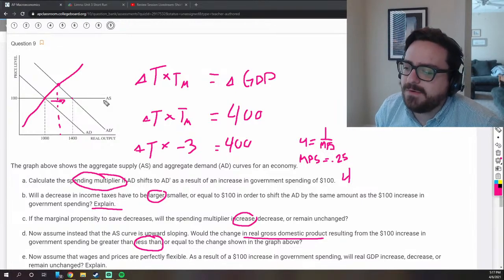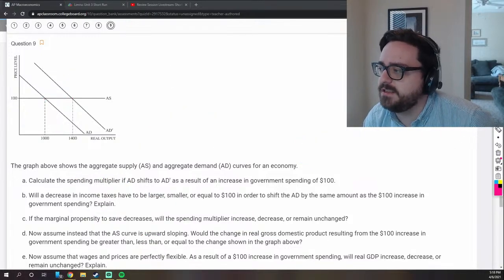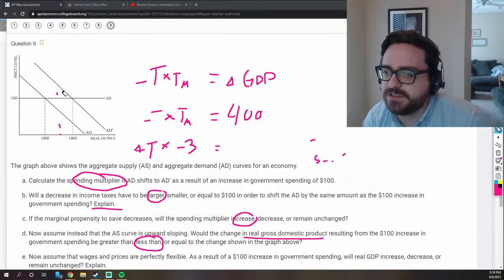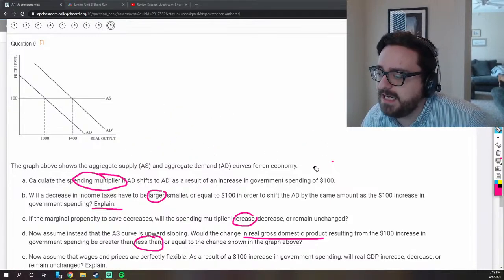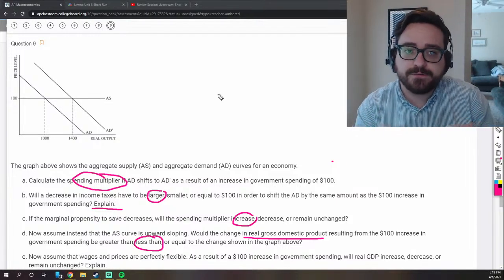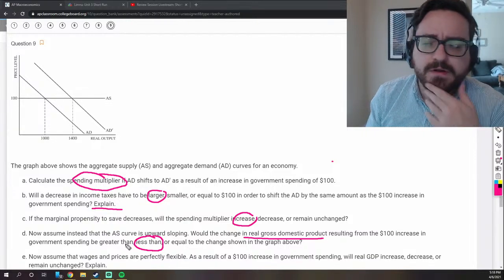And then E, now assume that wages and prices are fully flexible. Do these guys need to not do what they're talking about? I'm actually not going to erase everything. I'm going to erase all this stuff, and the graph has to change now. Assume that wages and prices are perfectly flexible, meaning completely flexible. Prices and wages can be wherever they want. As a result of a $100 increase in government spending, will GDP increase, decrease, or remain unchanged? This is not a part of the review today, so don't be like, what is going on for that? Because frankly, so is D. That's also kind of weird.